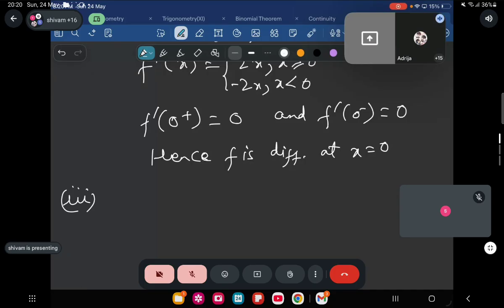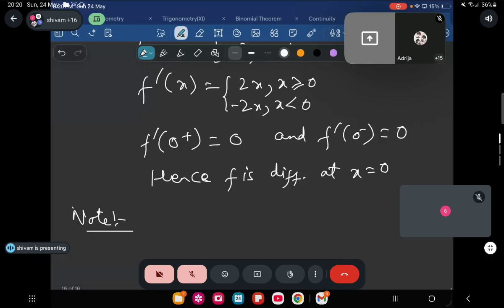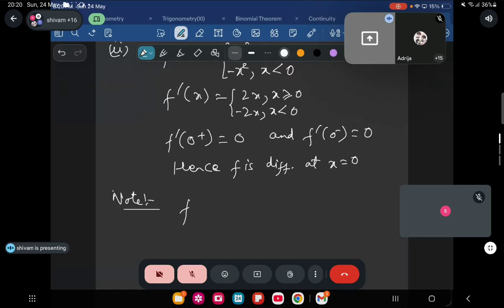Yes, sir. Okay, everyone, also note it down. So f dash x is also a function, right? Tell me, in part 2, f dash x is also a function. Let us differentiate f dash x once again. f double dash x will be equal to 2 when x is greater than or equal to 0, and it will be equal to minus 2 when x is less than 0.